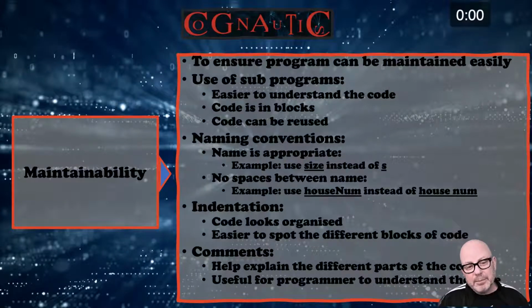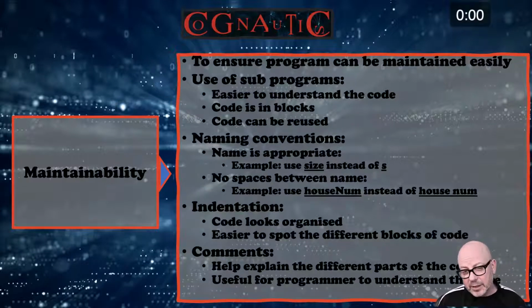Then we've got naming conventions. Make sure the name's appropriate. Call things what they are. The example there is rather than using S, you'd put size, because then someone coming in and updating your code could look and say, oh okay, size, that's going to be the size of whatever they've got there. Another example would be no space between names. You tend to write house_num rather than house space num. It's just what you do when you write code. Underscores are also useful there.